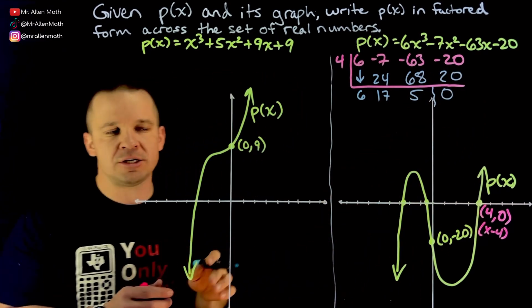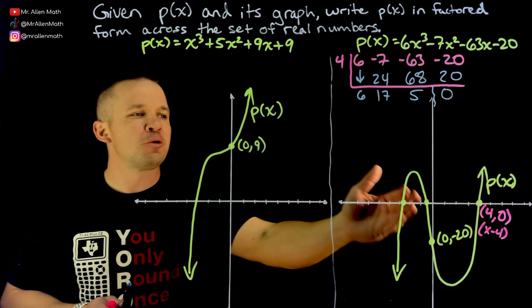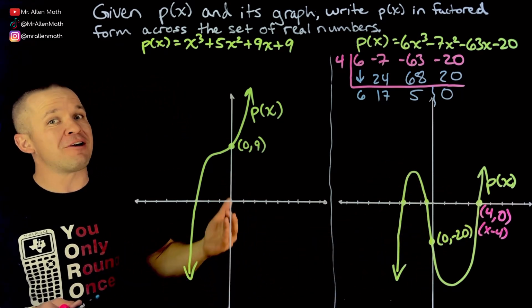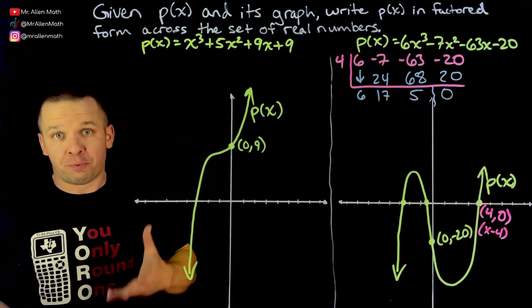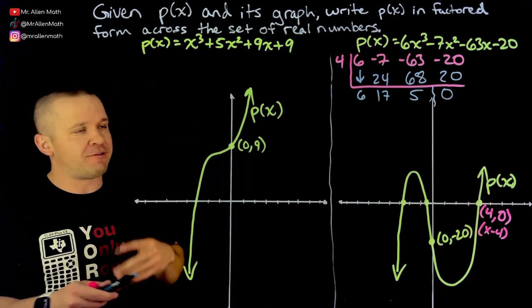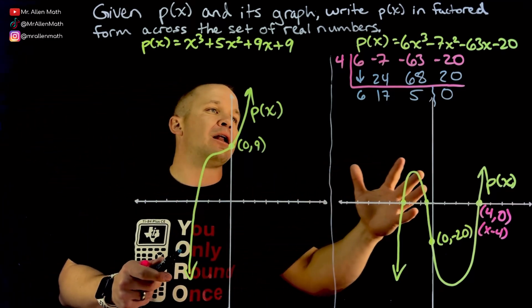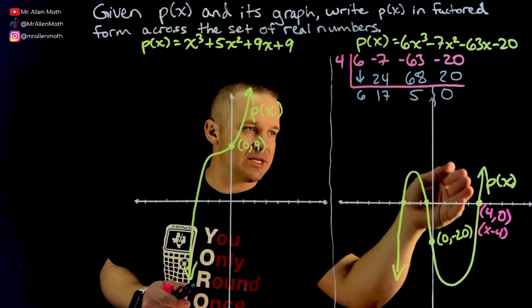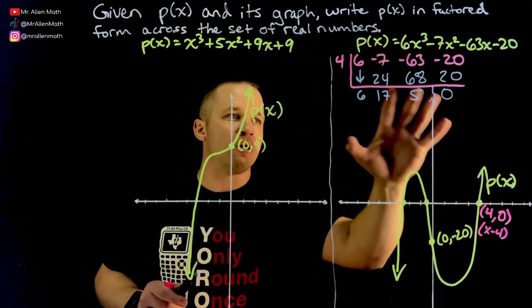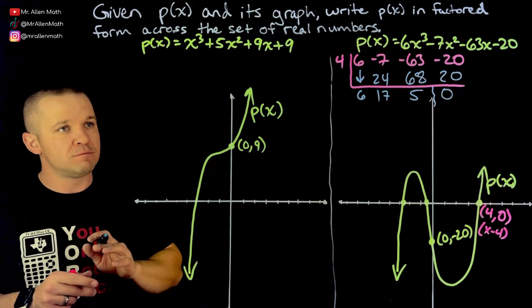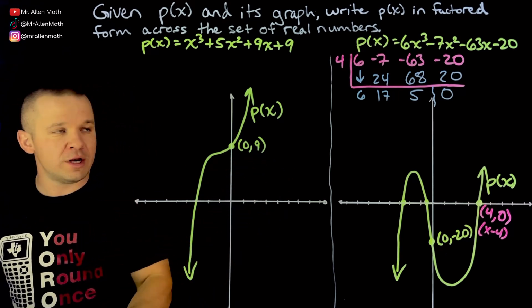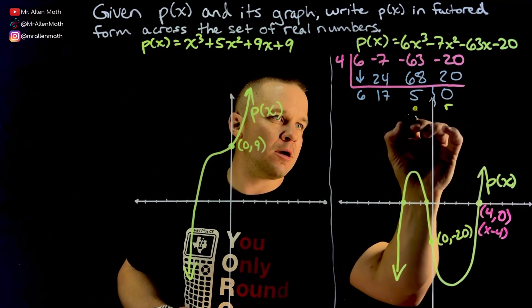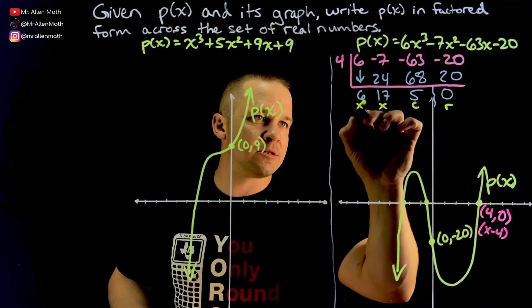In this situation, if 4, 0 is an x-intercept, my remainder has to be 0, or I did something wrong, or I counted wrong, or the problem's wrong. Probably not. But my remainder has to be 0 because this is a 0. This is a factor. It should divide out nicely without a remainder. So red flag if that's not 0. Now, we know that this is going to be our constant, x, and x squared.